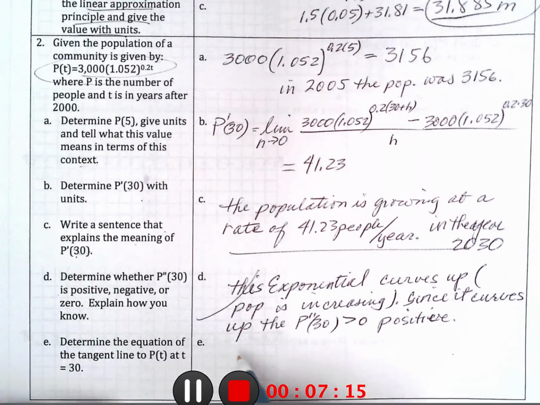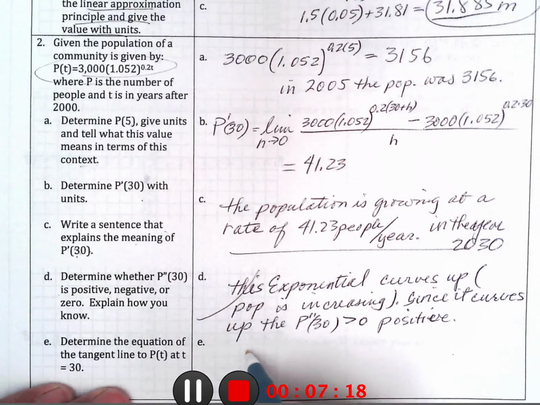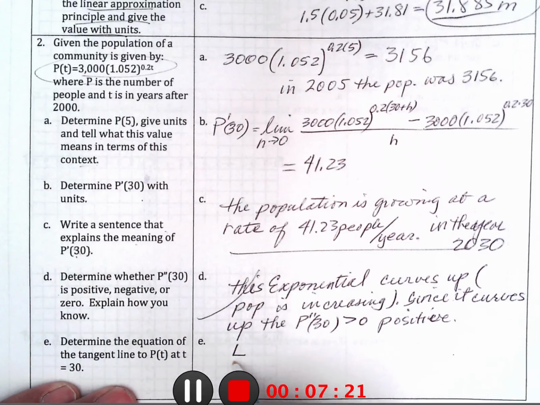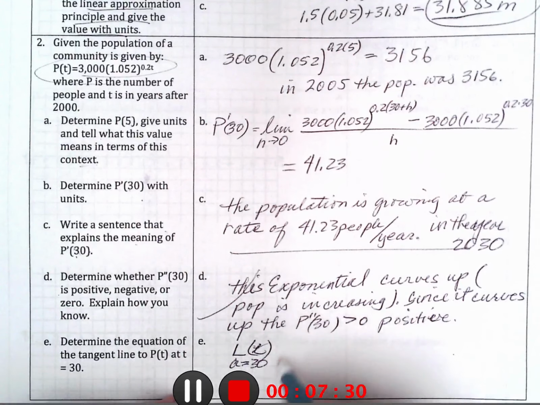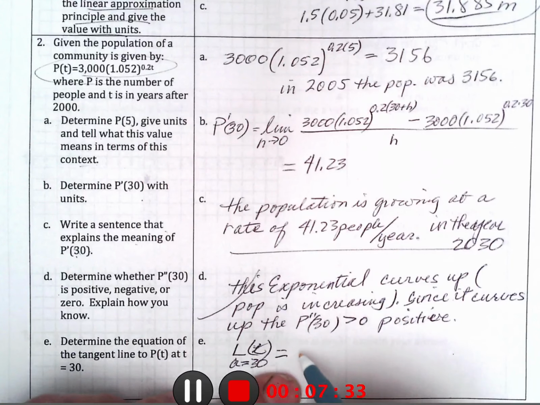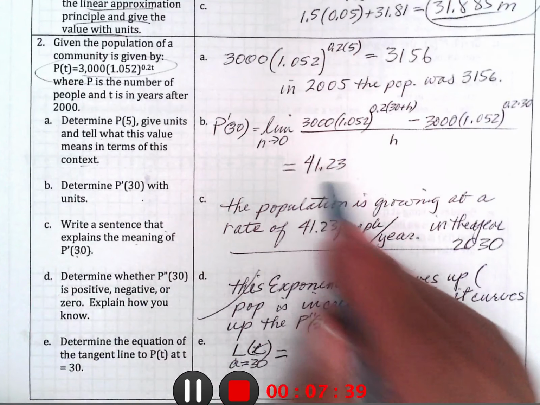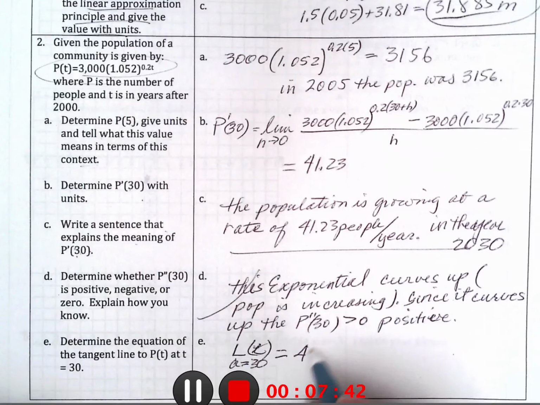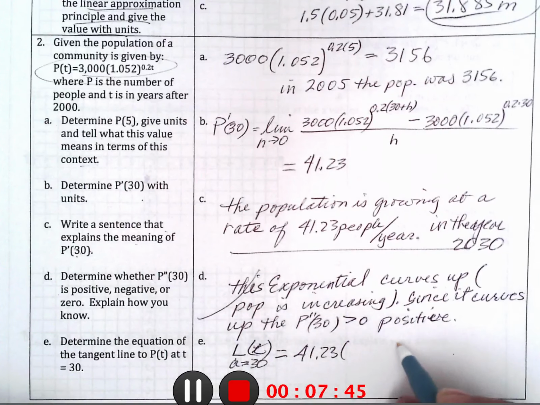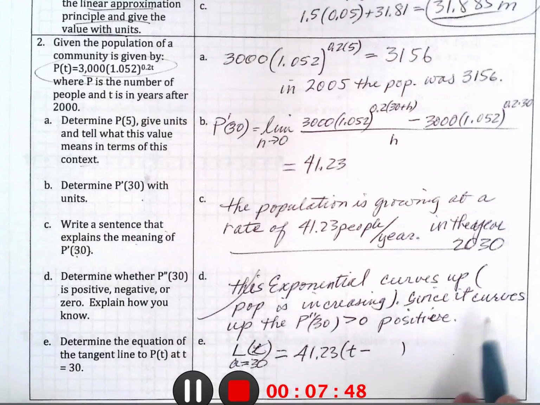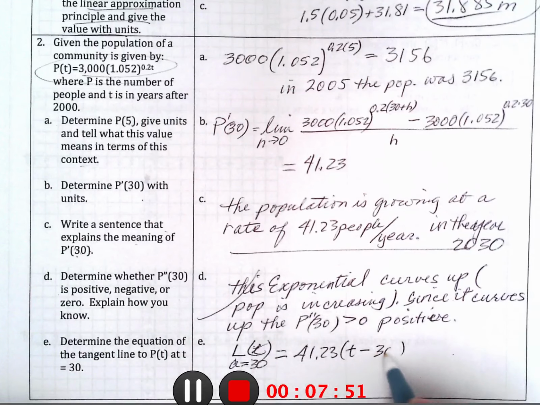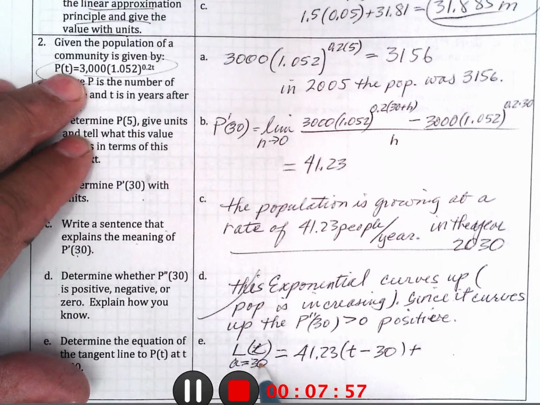So let's just do the linear approximation. So the linear approximation at the point we're concerned about is 30. And this is at t, so I'll put t here instead of x, but x would be fine. It's going to be f prime, which p prime at 30, which we decided was 41.23, times t minus 30 plus p at 30. And so I need to find p at 30.